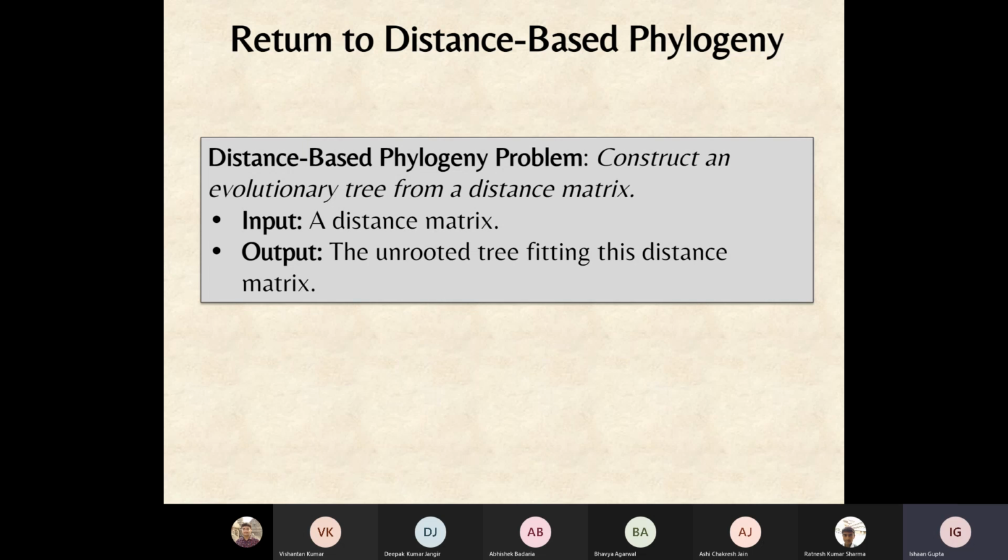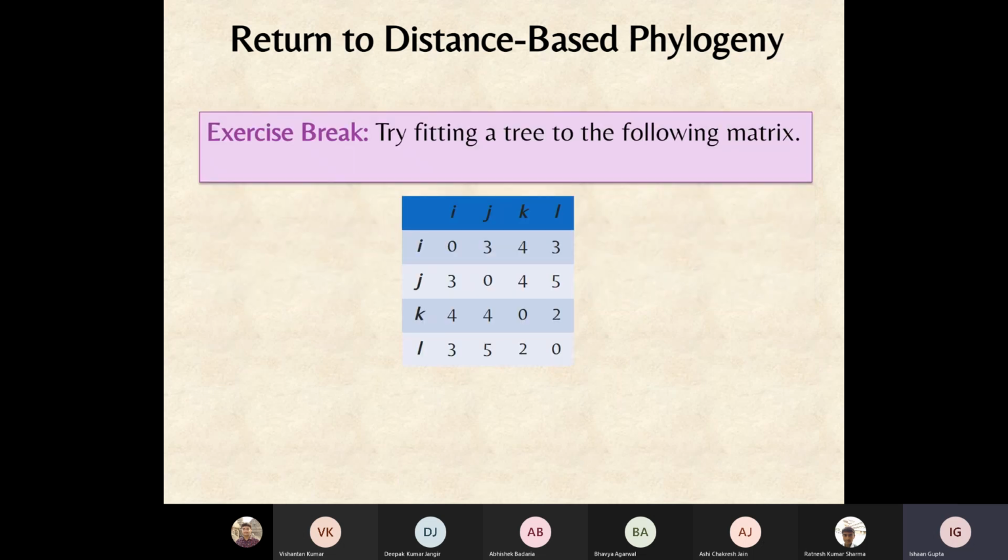The other problem was to construct an evolutionary tree from a distance matrix. A distance matrix is given and you have to output an unrooted tree. Quick exercise break: can you quickly come up with a way to make a tree for this? Sir, I think making a tree is very hard, and for that we will have to use computers. Can you easily come up with some ideas here? Okay, sir.